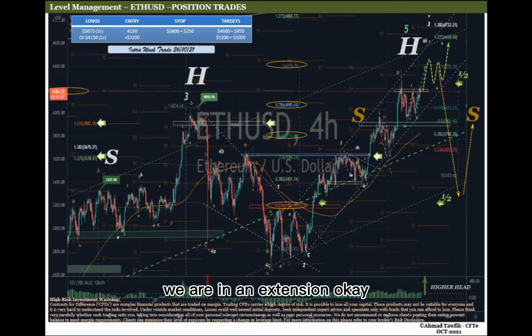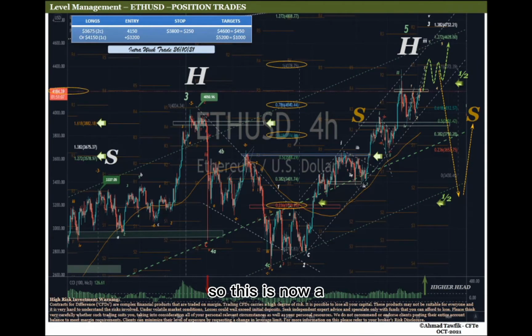This means that we are in an extension, okay, because of course of the breakout. So we really cannot expect to have deeper retractions. This is the logic behind the current move. So right now we're doing a 3 into 3. We did a 1 into 3 here. The breakout is always a 3, a wave 3. We just have to determine which degree that is.